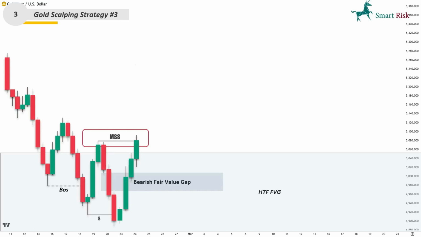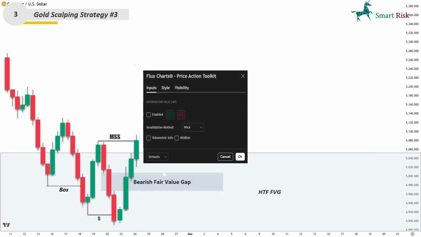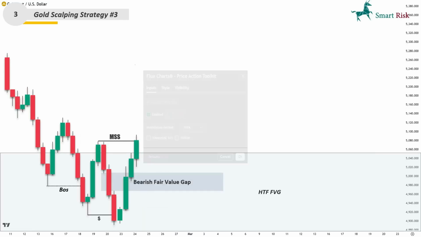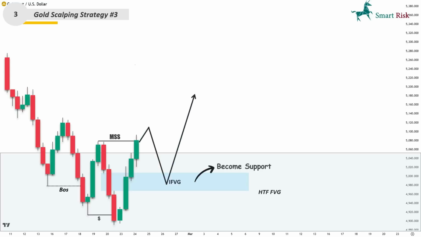After that, the next step is to look for a violated fair value gap that flips into an inversion fair value gap, either inside the higher time frame FVG or just outside it after the rejection. This becomes your second layer of confirmation. When this inversion fair value gap forms, it often acts as a new support level, and this is the area where you start looking to open your long position.